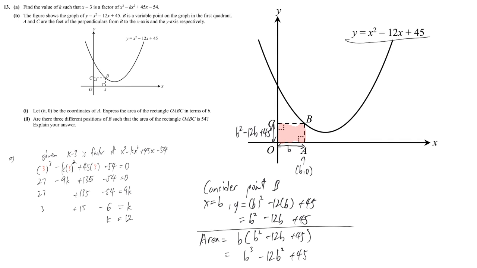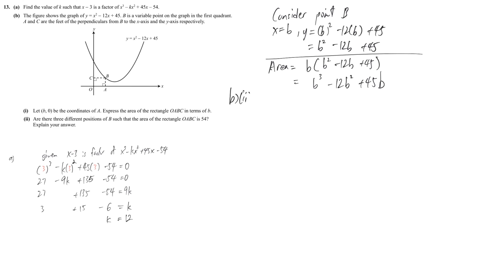Even though it's not explicitly related to part A, you find b cubed and negative 12b squared, like negative kx squared, and k is 12, so this is consistent. And 45b corresponds to 45x here. So it's quite similar. And then they give us 54 also. Are there 3 different points B such that the area of the rectangle is 54? What they are asking is, given that the area is 54, how many possible cases, that means roots, will fulfill this requirement.